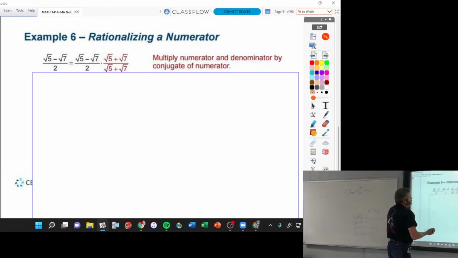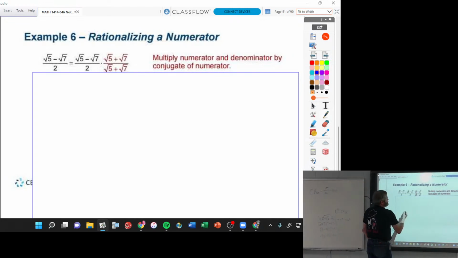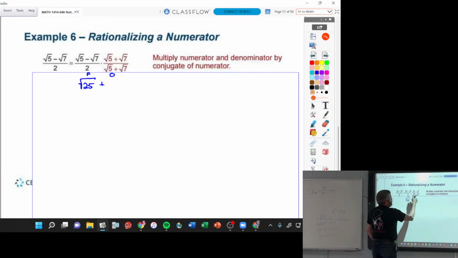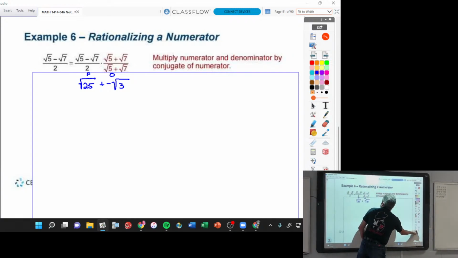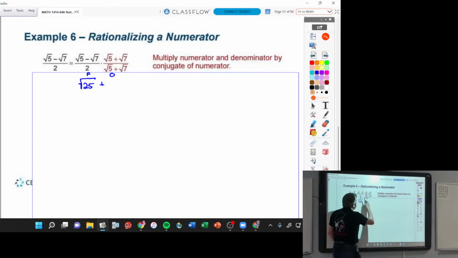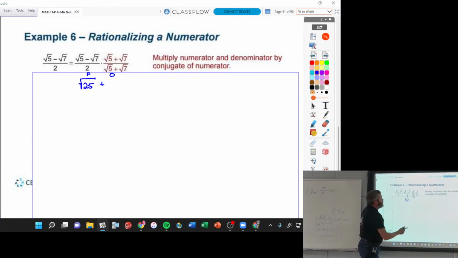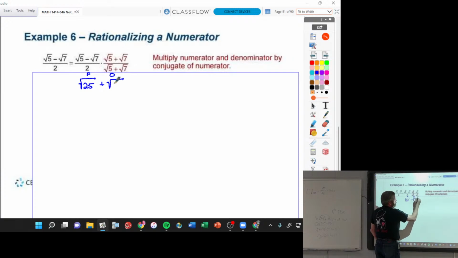If I was to FOIL this, the square root of 5 times the square root of 5 would be the square root of 25. That's first times first. Outside times outside is the square root of 5 times the square root of 7, which would be a positive square root of 35.